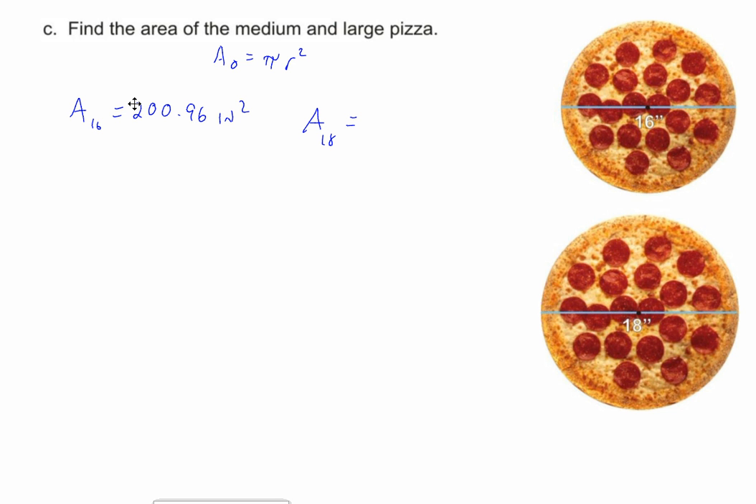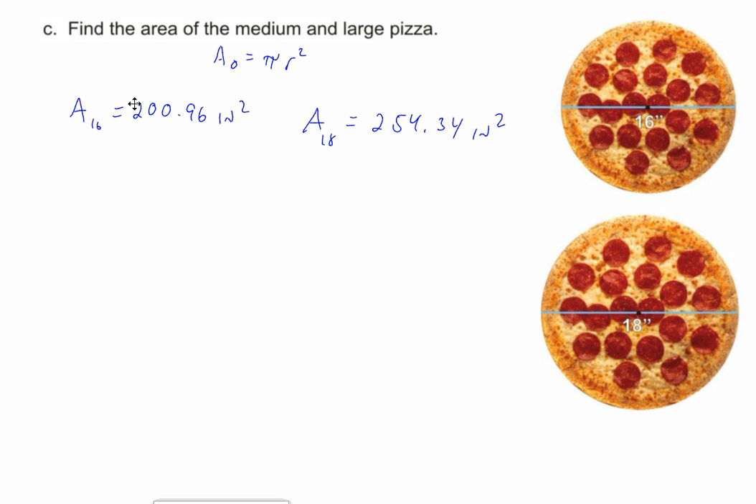Amber, what do you got? 254 point what? 34 inches squared. Okay, so watch. What is 1/4 of the 16-inch pizza, roughly? How much area? 1/4 of the 16-inch. 50. And our 18-inch, therefore, has 1/4 or 25% more than that 16-inch pizza. And it's only a 2-inch difference. But we get 25% more pizza.